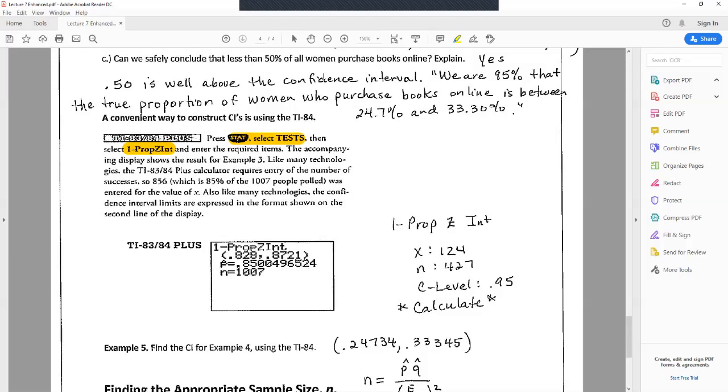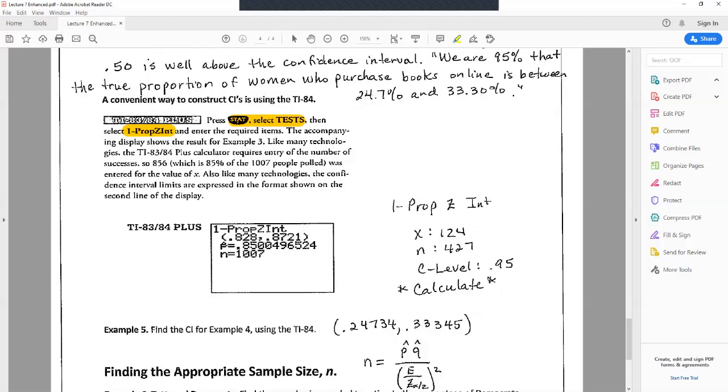And once you do that, you're going to be asked to enter some key things. For example, they're going to want the X value, which is the number of people who answered in the affirmative. In this case, we had 124 women who said that they purchased their books online. So the X value would be 124. The number in the survey or the sample, 427.